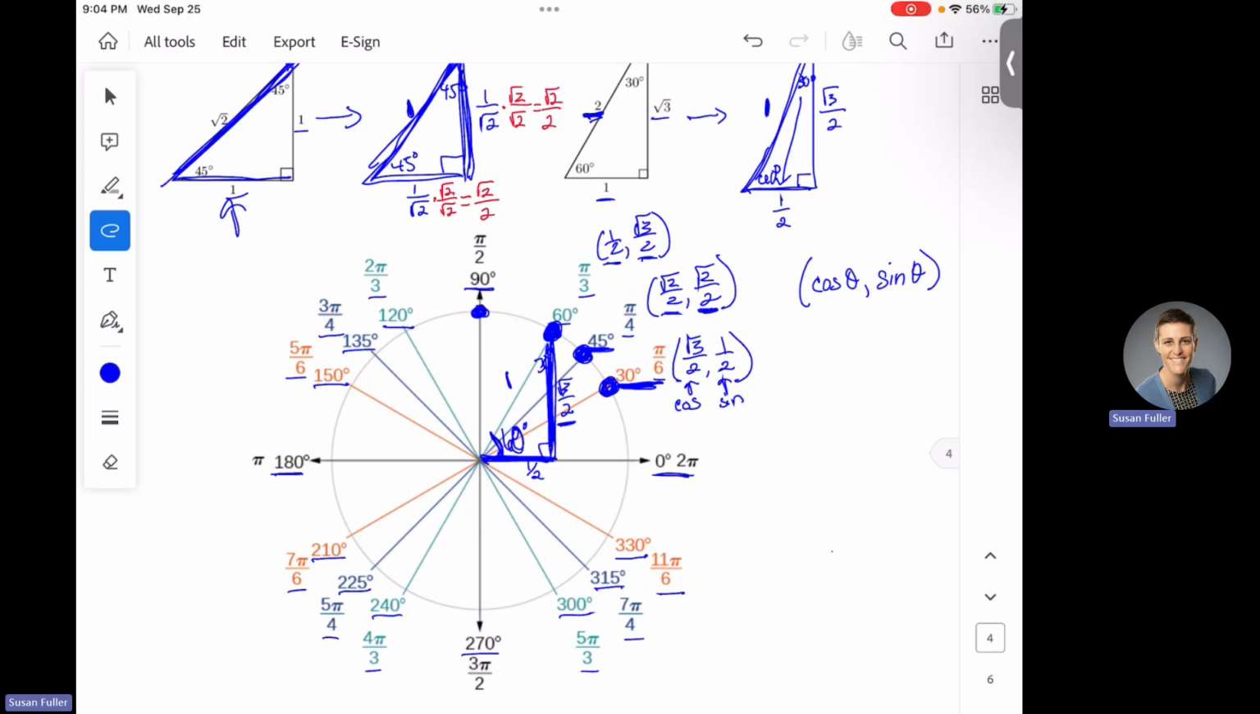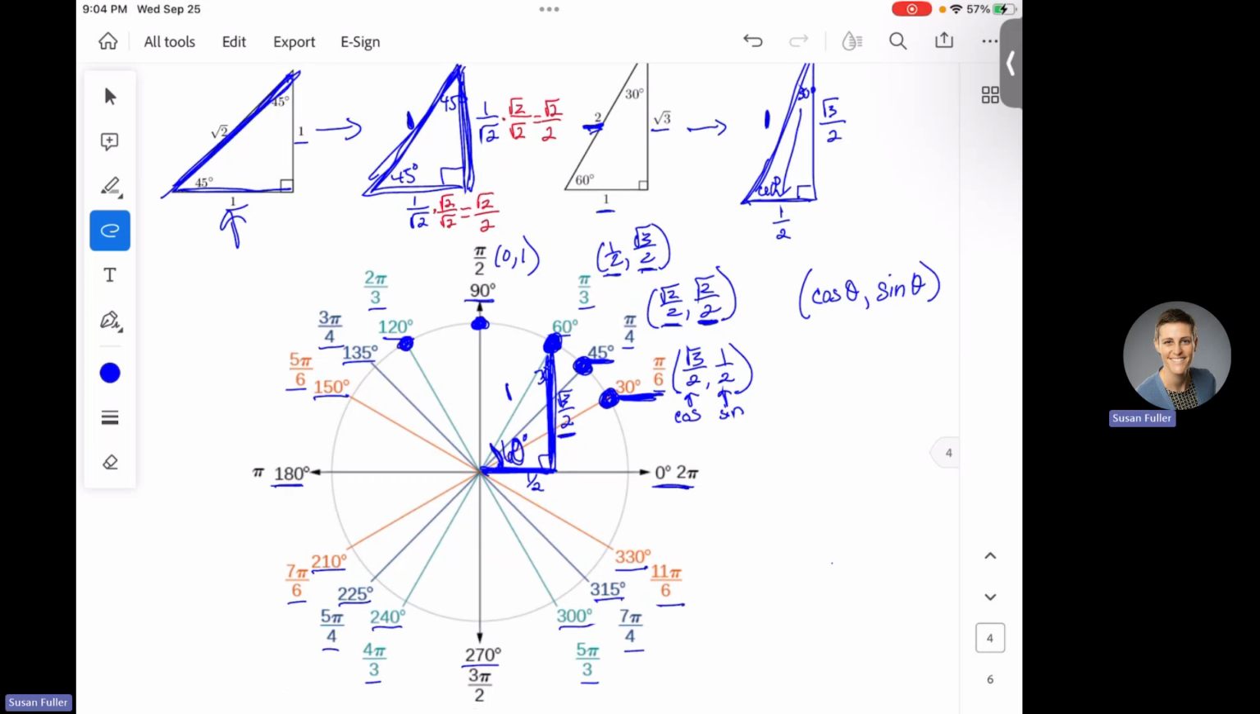This point here has an x value of 0 and a y value of 1. It's harder to draw a triangle here because it's going to be kind of a weirdo flat triangle. And so we're just going to have to hit the I believe button there.